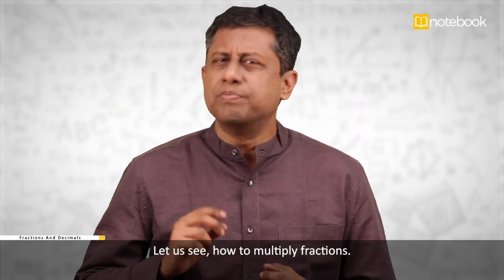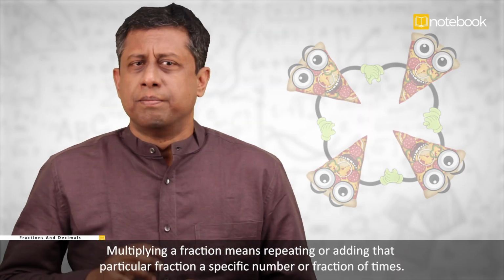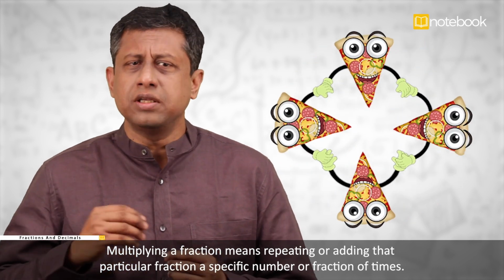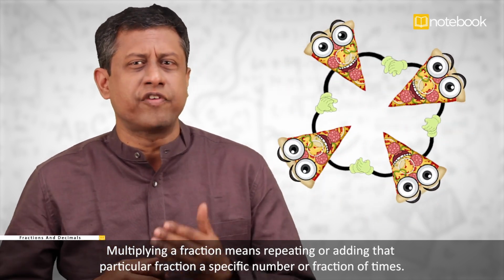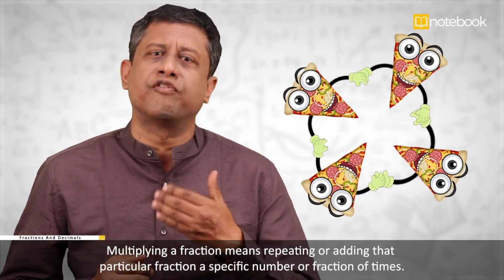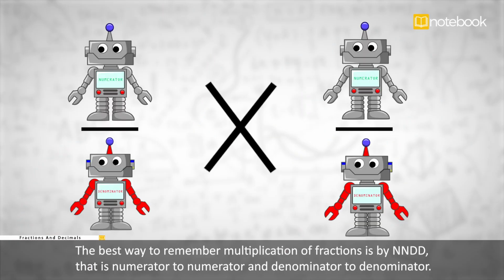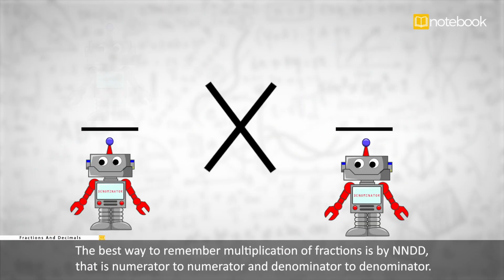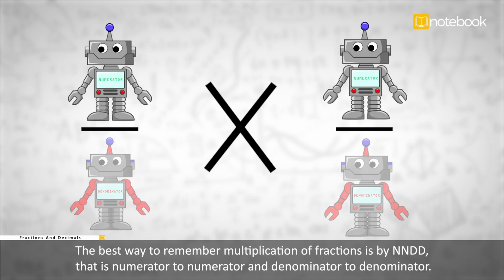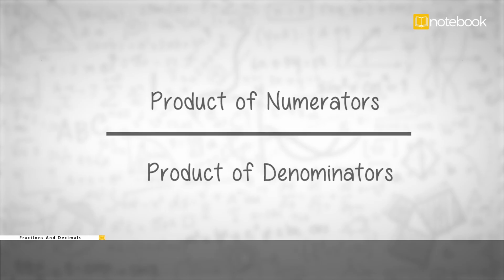Let us see how to multiply fractions. Multiplying a fraction means repeating or adding that particular fraction a specific number or fraction of times. The best way to remember multiplication of fractions is by NNDD, that is numerator to numerator and denominator to denominator. The formula for multiplication of fractions is given as product of numerators divided by product of denominators.